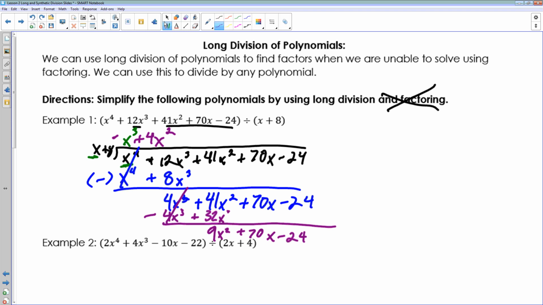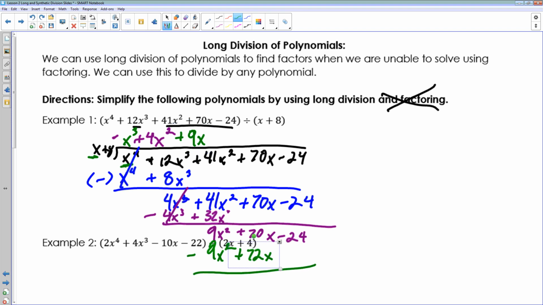So to go from x to 9x squared, we're going to need 9x. Or 9x squared divided by x is 9x. So now we're going to multiply. So 9x times x is 9x squared. It's okay that I'm running into my problem. I'll erase it eventually. And 9x times 8 is 72x.